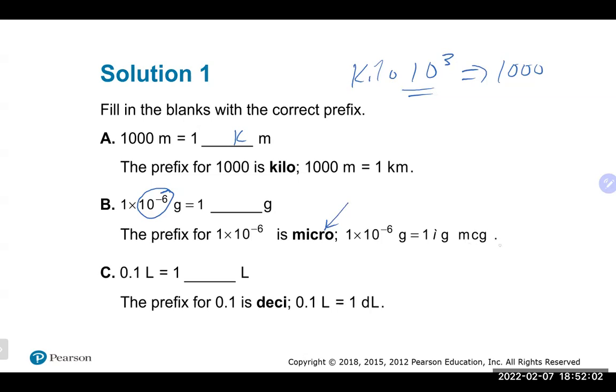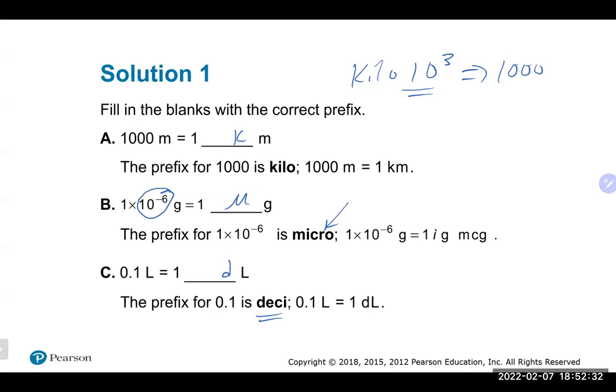They write mcg. Sometimes you'll see microgram written like this, almost like a U type of thing. And lastly here, 0.1 liters is blank liters, and 0.1 is deci, and that would be 1 deciliter in that particular case. Obviously, you should be familiar with the prefixes, some of the ones that we use a lot, like I said, centi, kilo, milli.